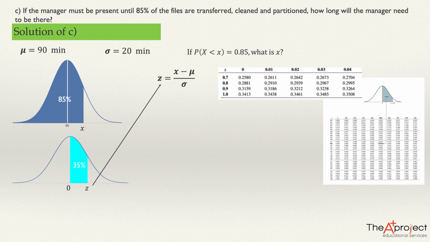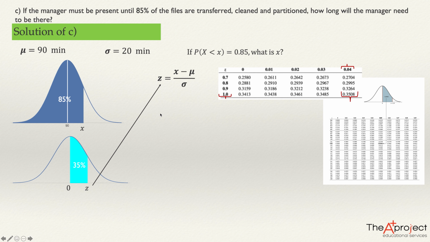So 0.3508 corresponds to the value z of 1.04. Look at it, in the first column appears the second decimal of the z value. So 0.3508 as area corresponds to this 1.0, and this is the second decimal, 4. 1.04 is the value of z. So I have z equal 1.04, mu equal 90, and sigma equal 20.